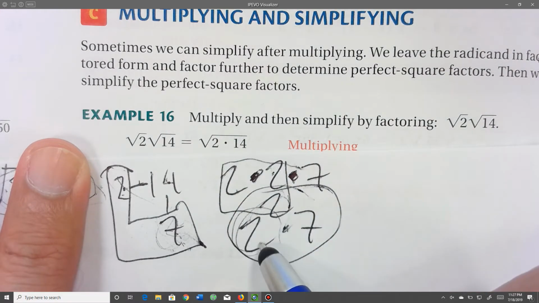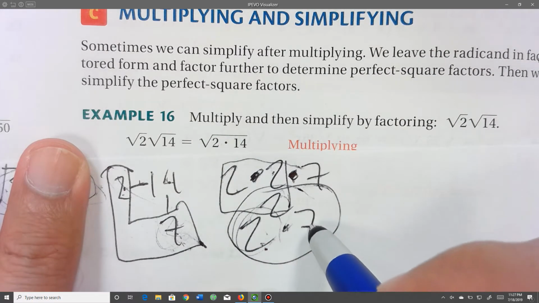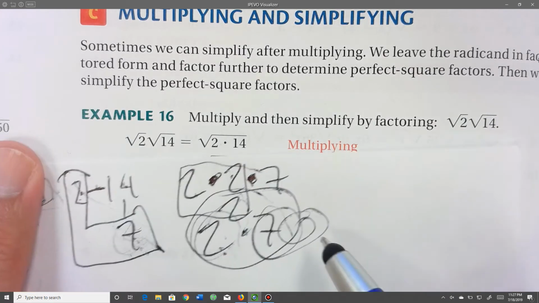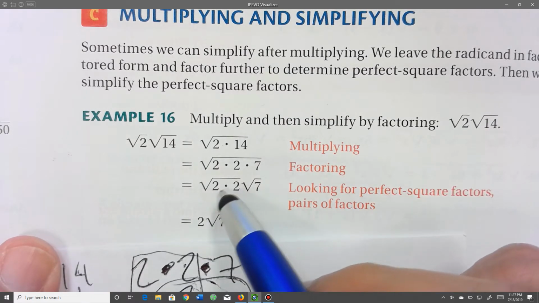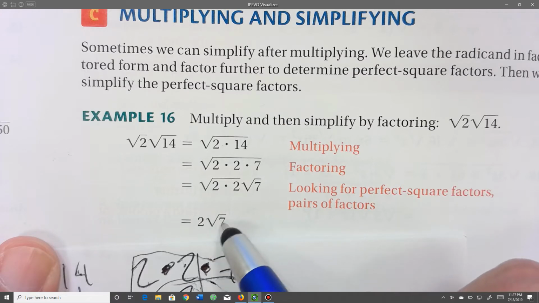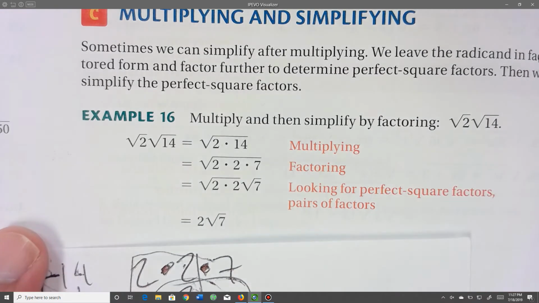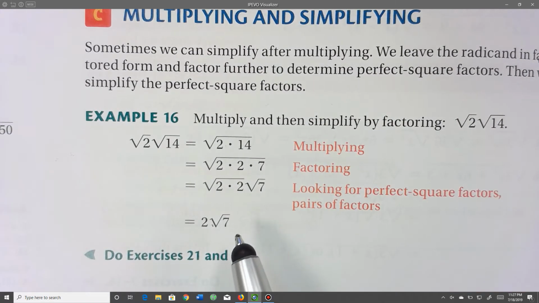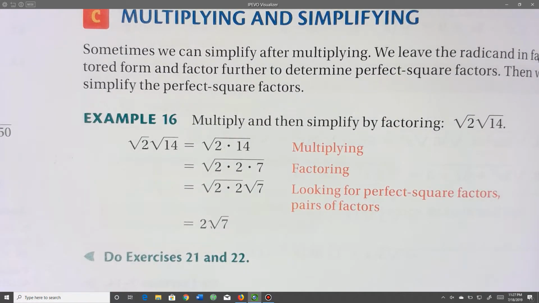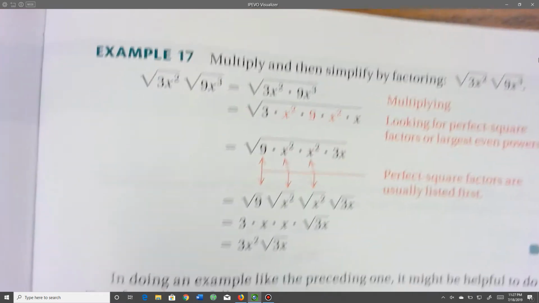But now you have a perfect square here that you can bring out of the radical sign. This 7 stays inside because it doesn't have a pair. So that's what they did here. And they bring out the 2 squared, and your answer should be 2 times the square root of 7, where the operation there is multiplication. Alright, and that was an example of multiplying radicals with constants.